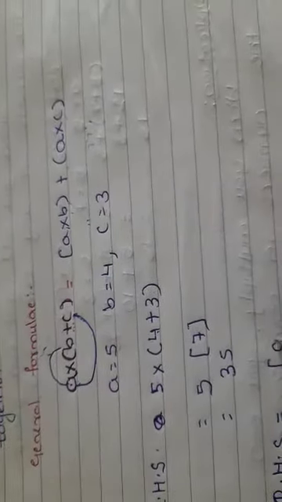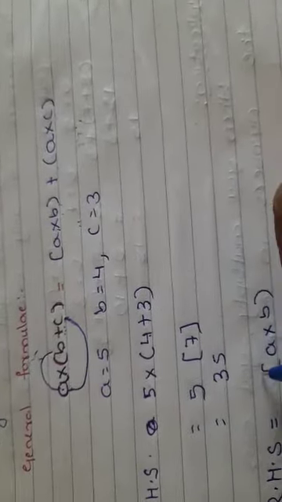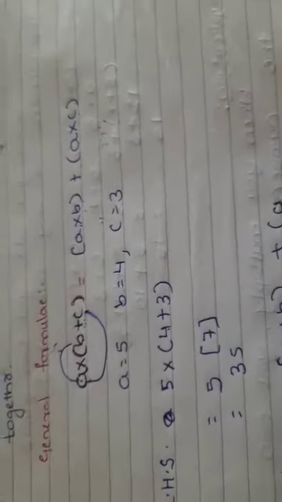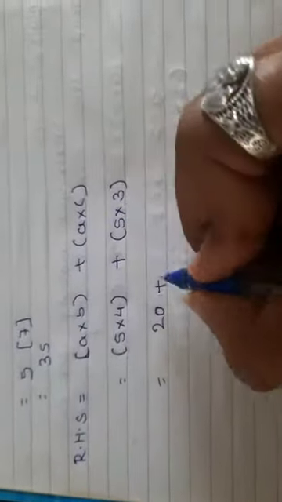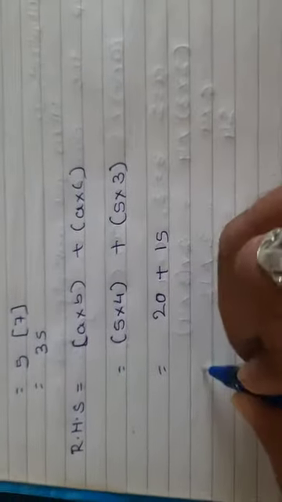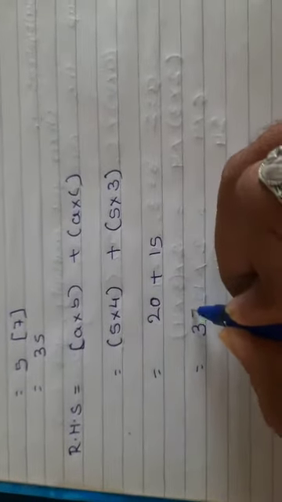On the right hand side they gave a into b, just distributed, plus a into c. So a is how much here? 5, b is 4, plus again a is 5, c is 3. I will multiply these two: 5 fours are 20, plus 5 threes are 15. 20 plus 15 is how much? 35. See here, in the LHS and RHS, both sides are the same. This is the distributive property of multiplication over addition.